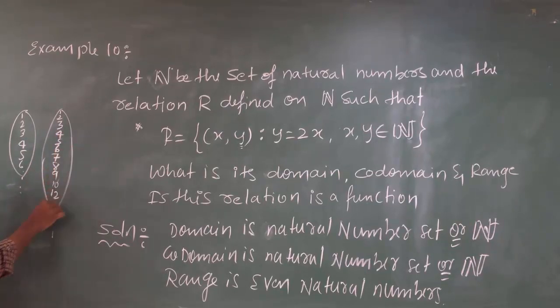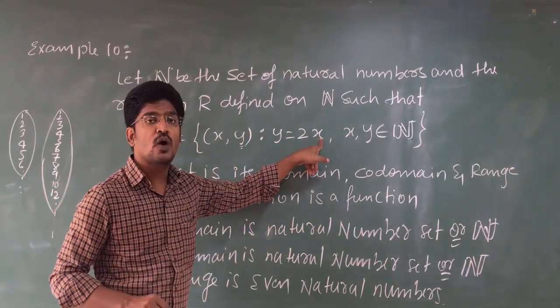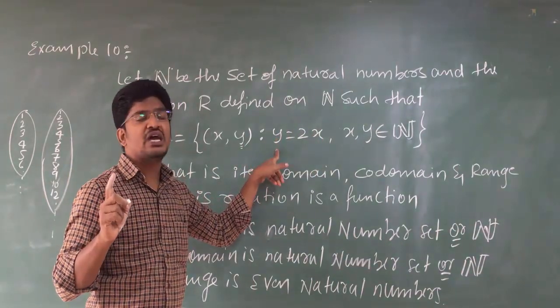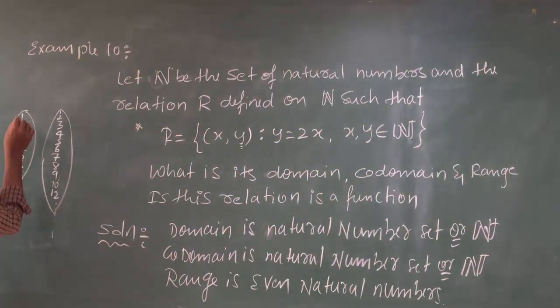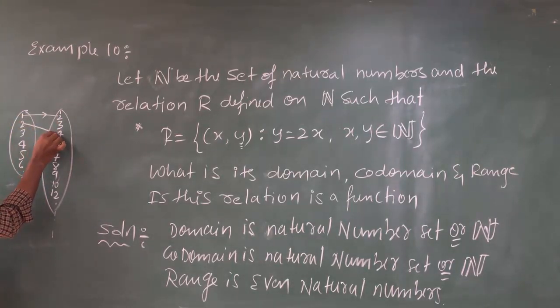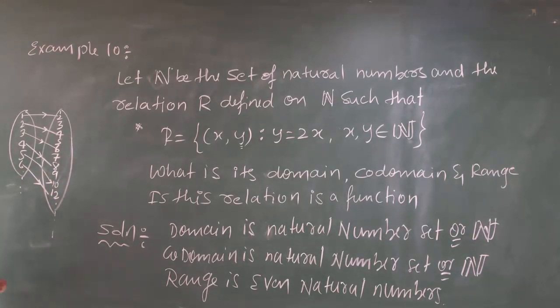So now what will I do? I will do the mapping. If I put the x value as 1, that is from the domain, what will be the y value? 2. Clear? So 1 maps to 2. Next, 2 maps to 4, 3 maps to 6, 4 maps to 8, 5 maps to 10, 6 maps to 12. So see here, with these 6 examples, these are the 6 examples.